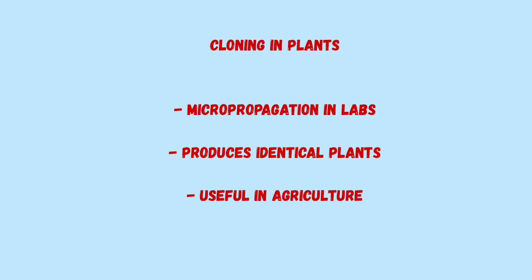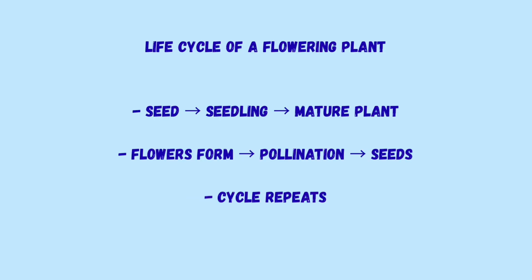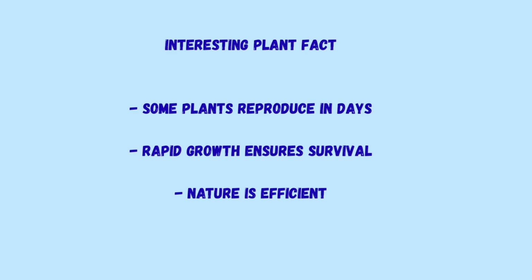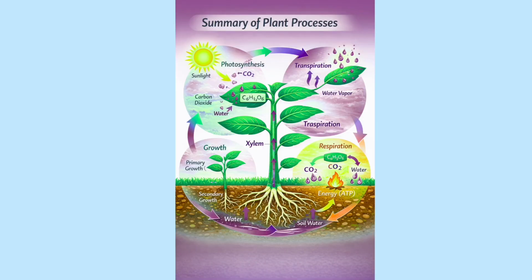Now what is the life cycle of a flowering plant? First a seed, then a seedling, then a mature plant. Flowers form, then pollination, then seeds, and this cycle keeps repeating, right? Now we take a look at the summary of plant reproduction: sexual and asexual reproduction, fertilization and seed formation, and the importance of the life cycle. Now what is the interesting plant fact here? Some plants reproduce in days also. Rapid growth ensures survival, so nature is efficient.